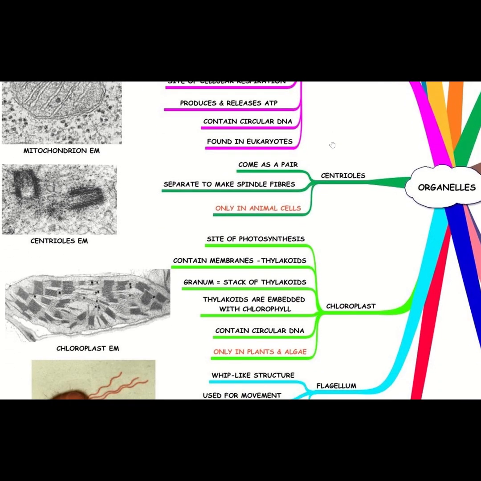All right, then we've got centrioles. Centrioles are only found in animal cells. They come as a pair and they separate to make spindle fibers. Remember that plant cells have something similar called centrosomes that do pretty much the same thing. And here is the electron micrograph of centrioles.